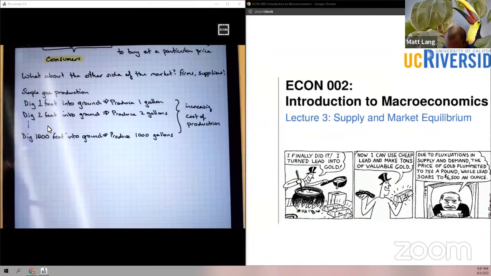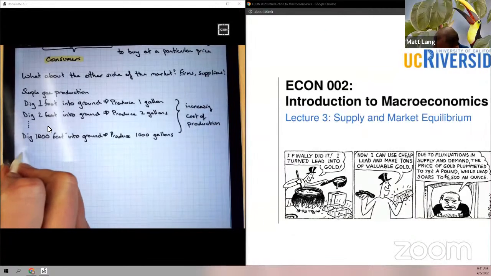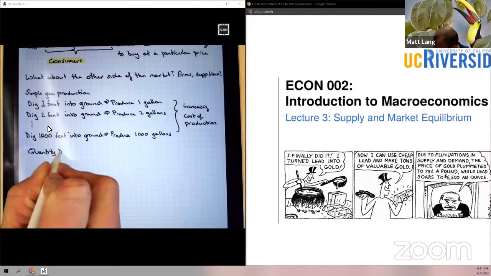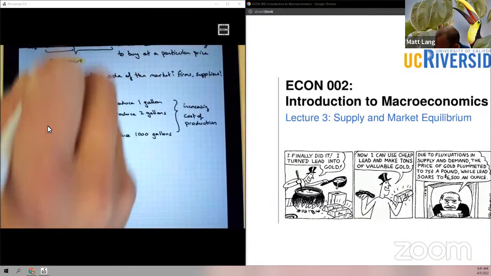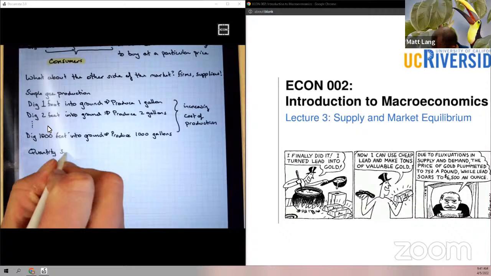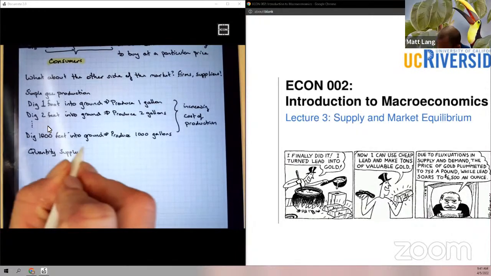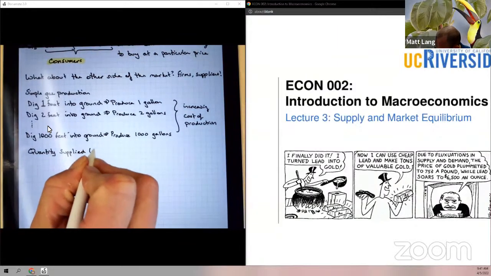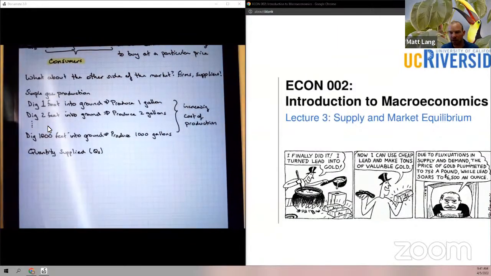Okay, so just have this story in your mind. I'm not going to test you on how to produce oil or gasoline. But what we're getting at here is the difference between the mindset of quantity demanded and shifting our mindset to think about supply, or rather quantity supplied here. So if we were a firm and the price of gasoline is a certain amount, how much are we going to produce?